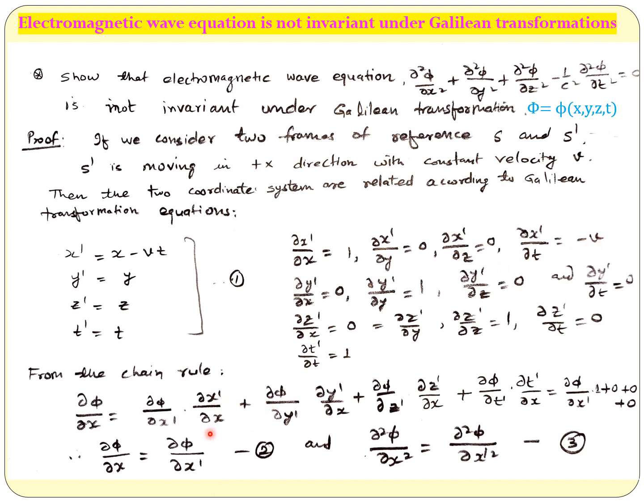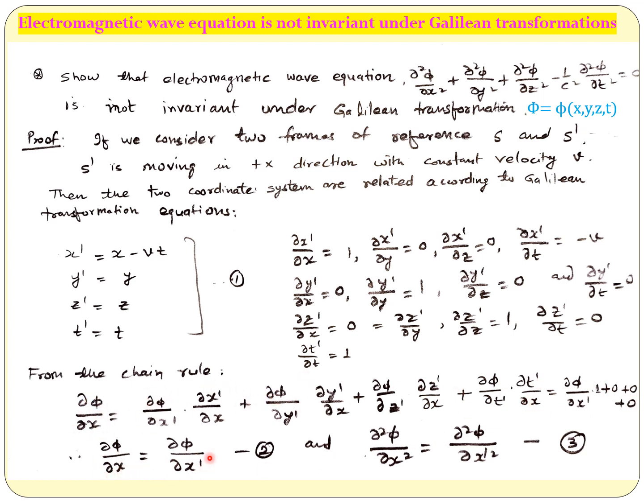So if we put values here, ∂x′/∂x is 1. ∂y′/∂x is 0. ∂z′/∂x is 0. And ∂t′/∂x is also 0, because in t′ there is no x. So with respect to x, all these values are 0. Only the first term will give us 1. So it will be ∂φ/∂x, and the other terms are 0.